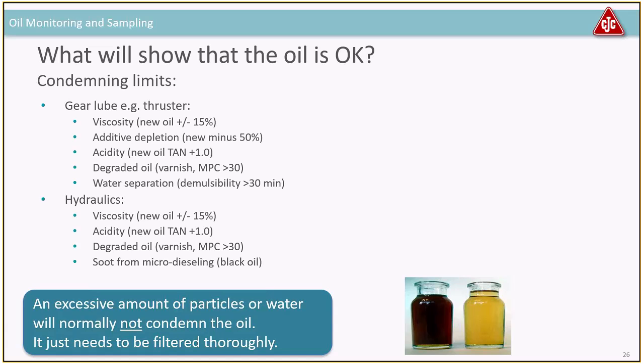If you're looking at hydraulics, it's very, very close to being the same as the gear oil. You can see viscosity is the same, acidity is the same, degradation is the same. Maybe if it's a very critical system, again, I would maybe go to MPC 20 or below. And then you have an extra one here, soot for microdieseling.